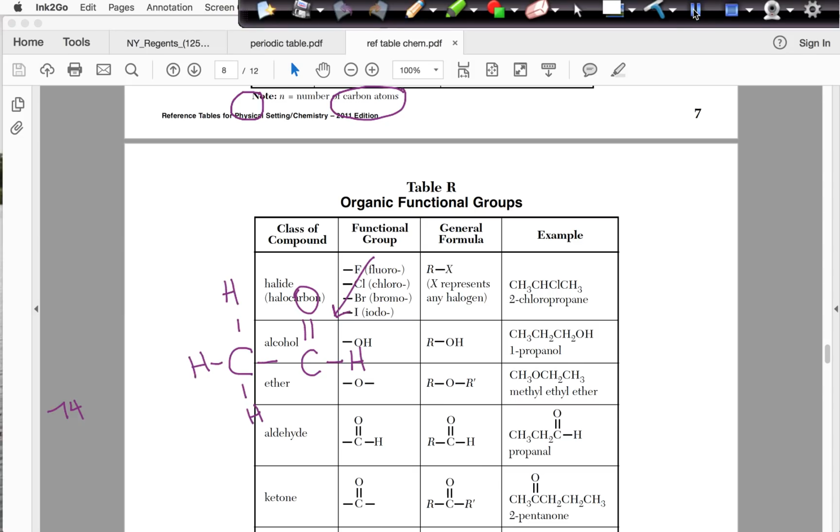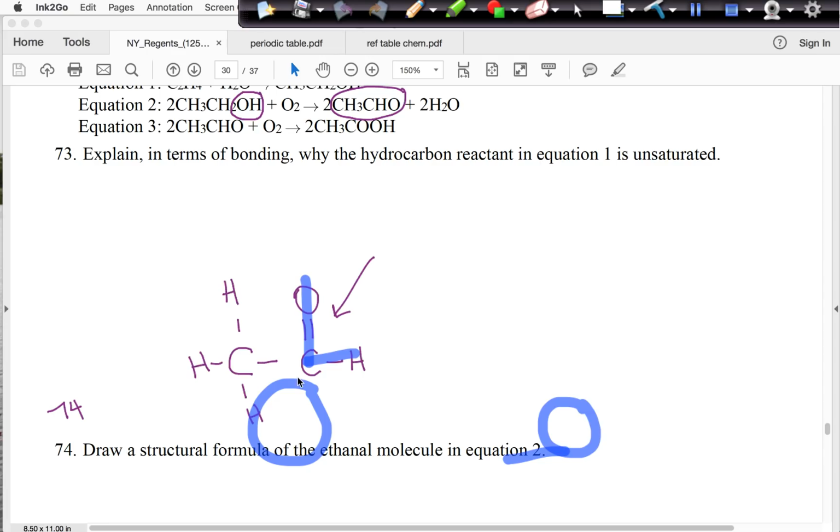If we look at table R and we see where it says aldehyde, aldehyde ends in -al. The last carbon will have this double bonded O and an H on it. So again, C bonded to 3 H's, bonded to another C, which is bonded to a double bonded O, and then another H.